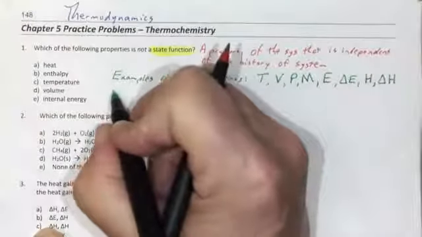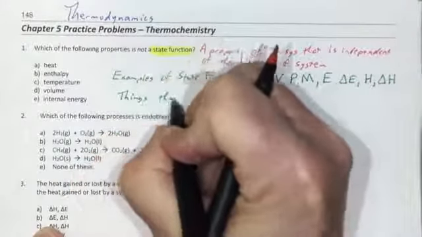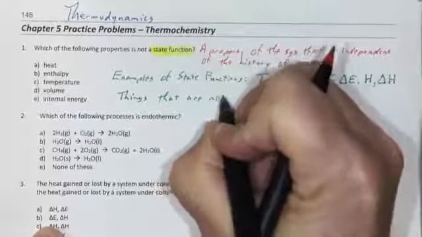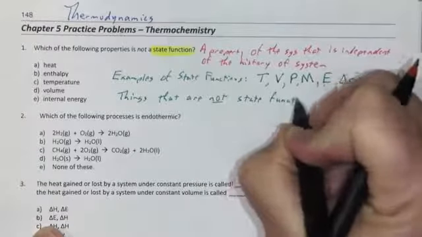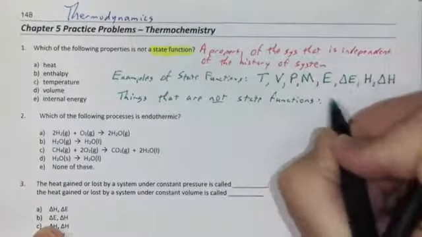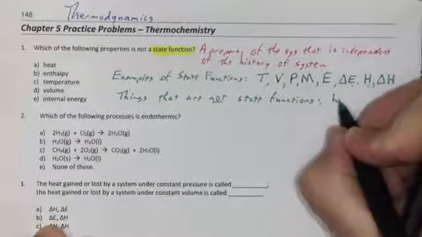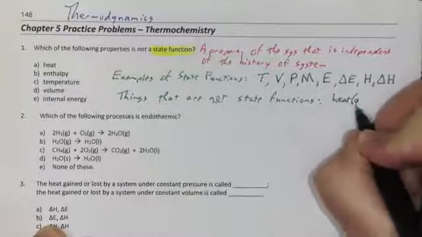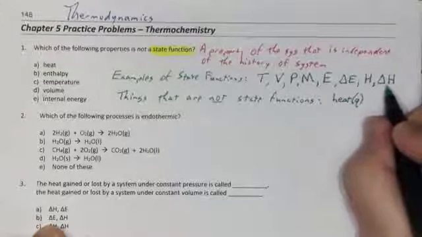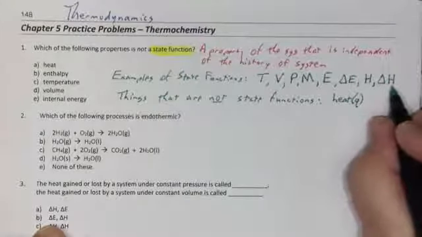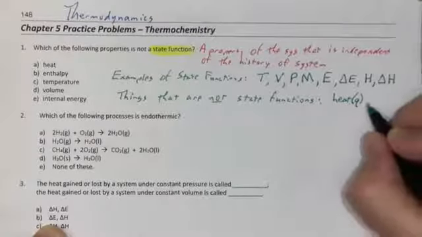Now, here are some things that are not state functions. Two things that we will describe a lot in this chapter that are not state functions are heat, which we abbreviate with the lowercase q. Now, delta H, we often think of delta H as heat. Delta H is the enthalpy change, and we can think of it as heat flow, but it's not heat because heat is not a state function, but enthalpy change is a state function.